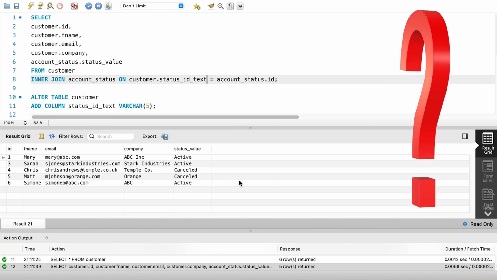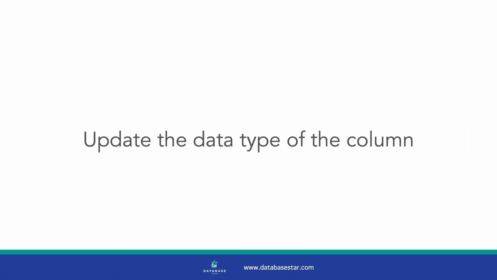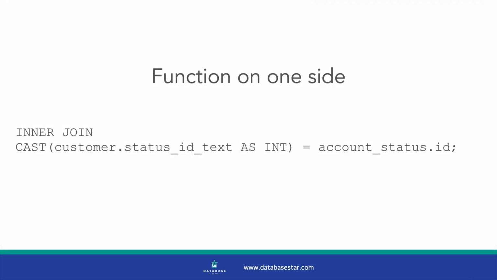How can we prevent these possible issues? One way is to update the data type in one of the columns so they are the same. For example, I could update that status ID text column to be an integer. Another way is to use a function on one side of the query. I could use a convert or a cast or toNumber function to convert the text to a number. However, this could cause other issues, such as any indexes not being used, so it should be investigated.